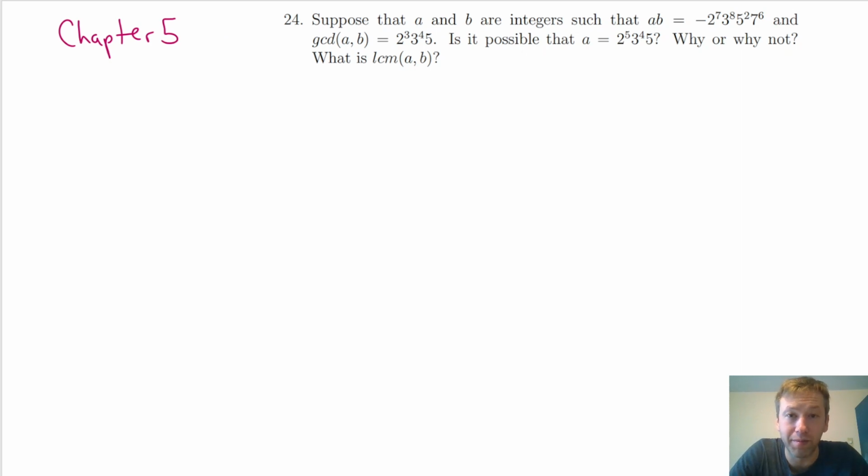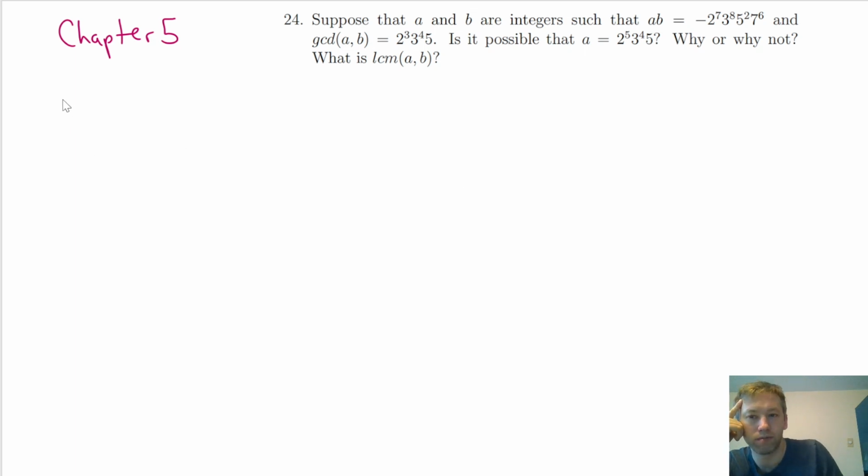Okay, so this is again from chapter 5. It's question number 24. Suppose a and b are integers such that a times b is negative 2 to the 7, 3 to the 8, 5 squared, 7 to the 6. And the GCD is 2 to the 3, 3 to the 4 times 5. The question is, is it possible that a is equal to 2 to the 5, 3 to the 4 times 5? And then it asks what is the LCM of a and b. Now, frankly, it's a little bit of a strange question, but let's answer it anyway.